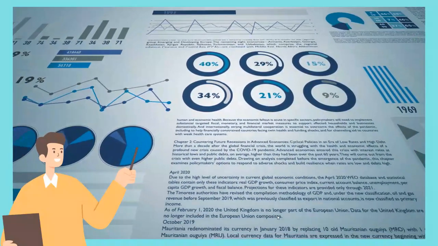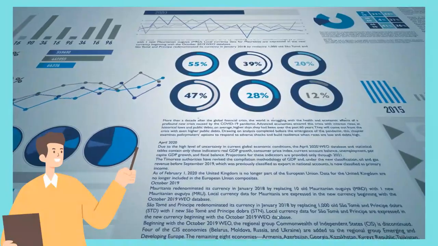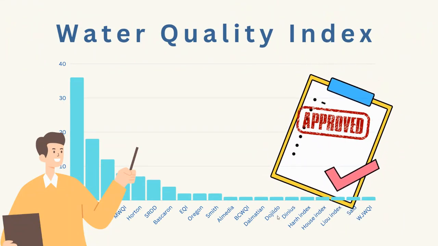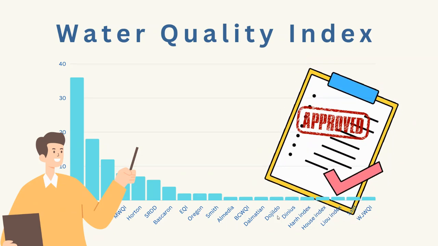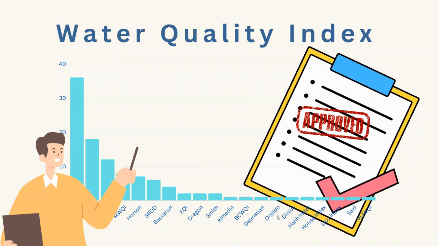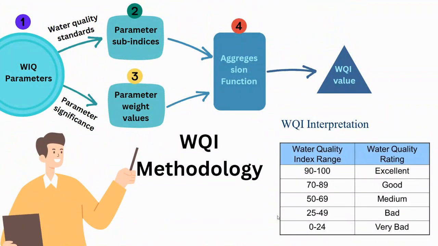For this process, various models have been developed for accurate measurement. One of these models is the Water Quality Index, WQI, model, which has gained popularity worldwide for its simplicity and is commonly applied to evaluate both surface water and groundwater. It consists of 4 stages.